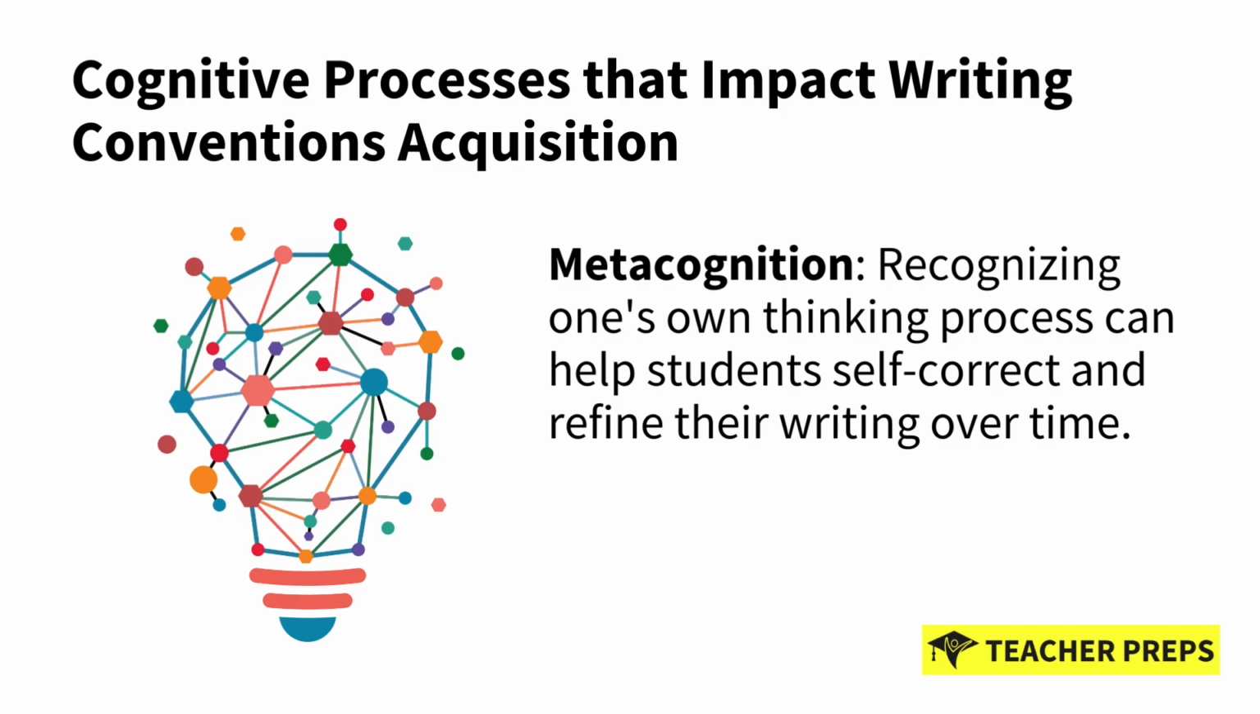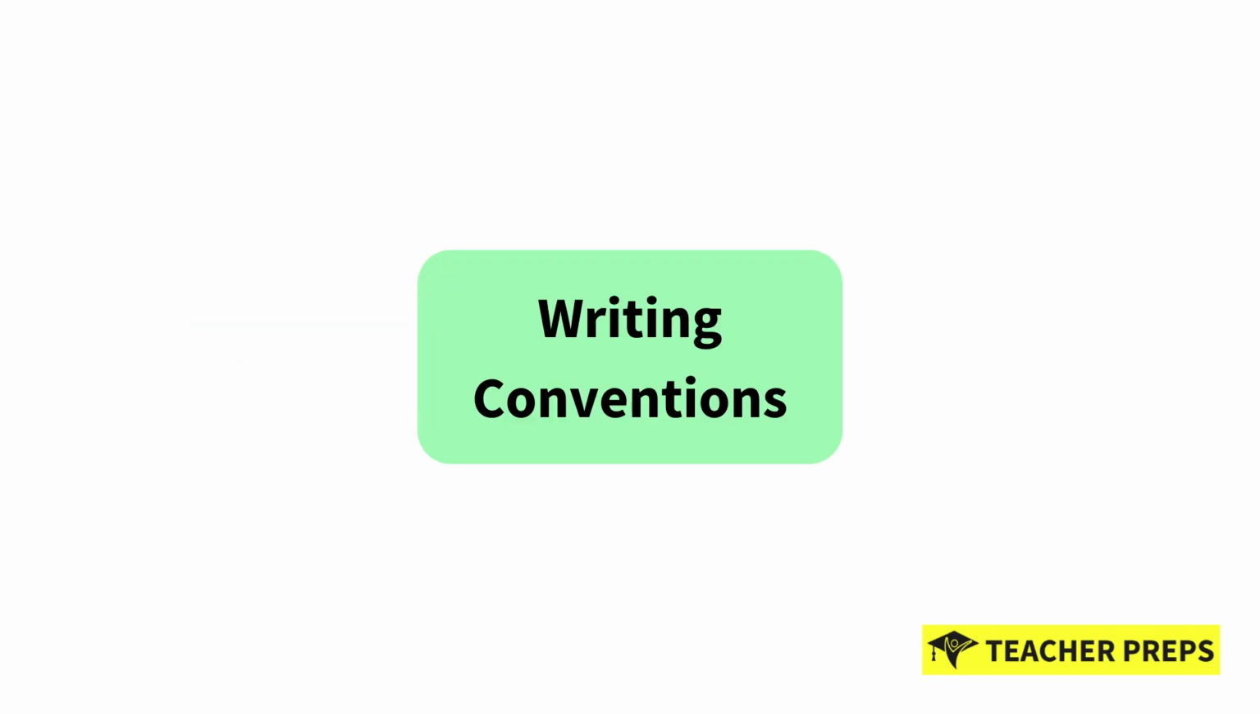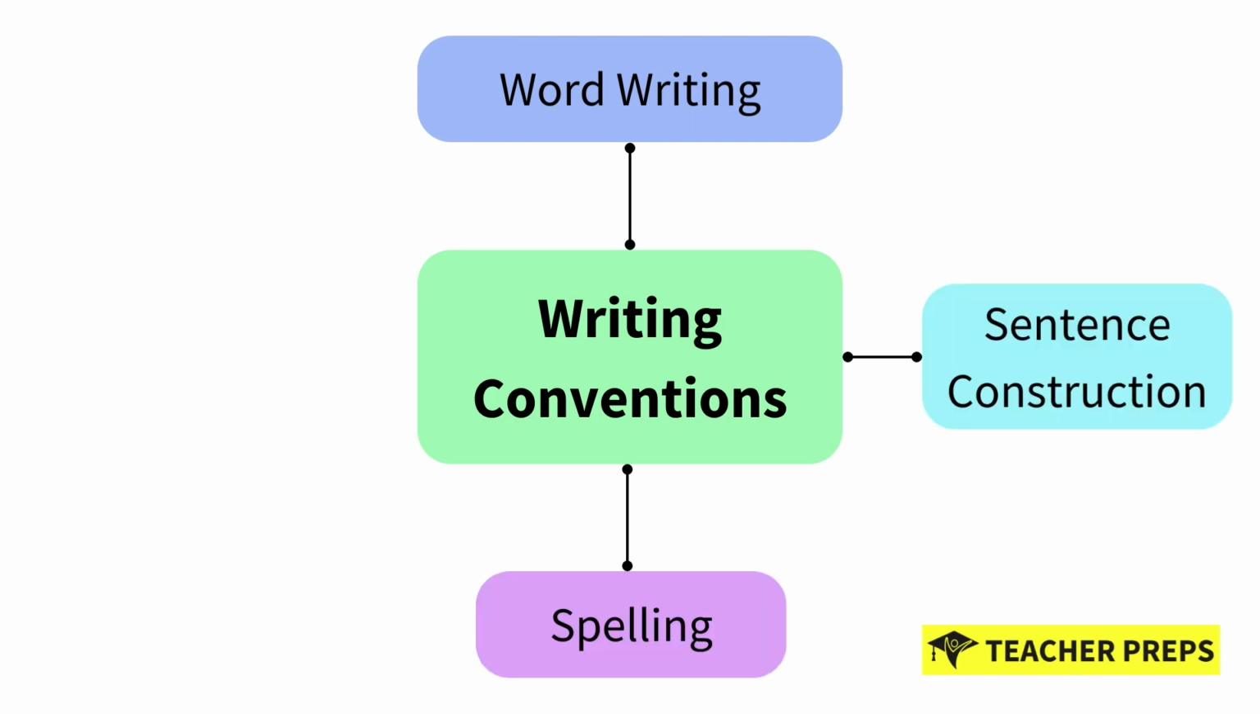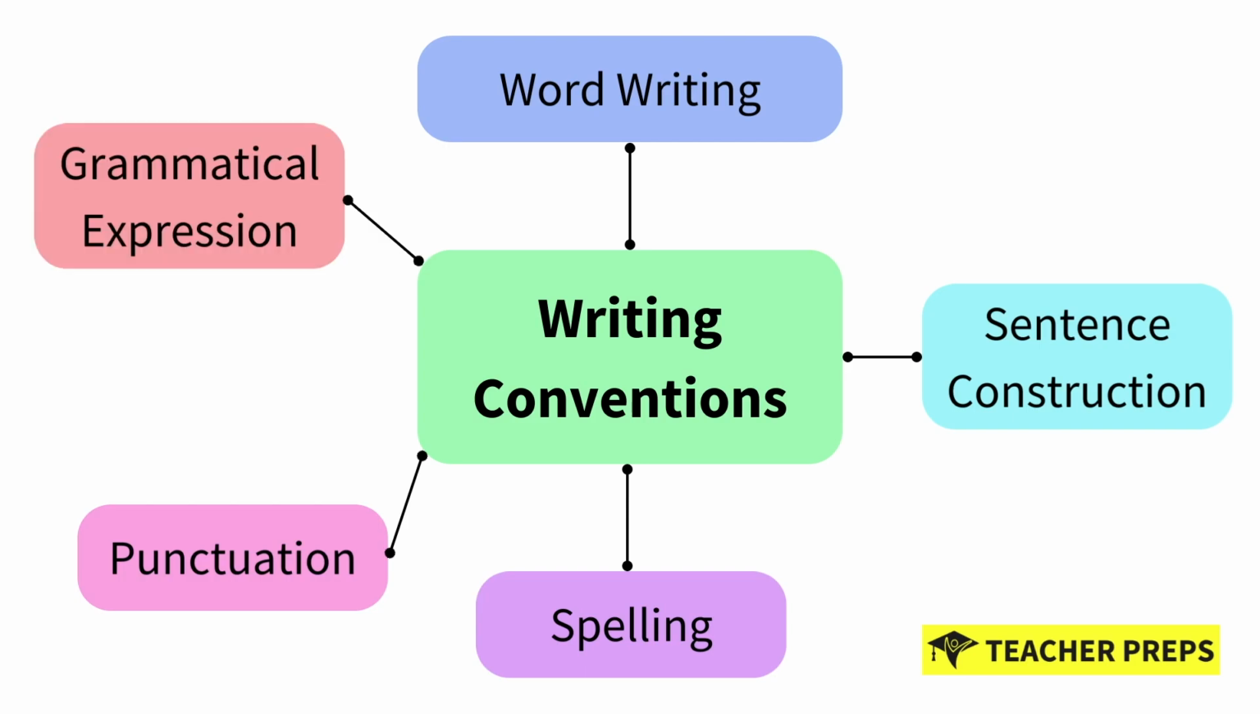Now that we have a firm background knowledge about the stages and processes that students go through to learn writing, let's move to the heart of this lesson, which is writing conventions. Writing conventions serve as the guidelines that make writing standardized and comprehensible for everyone. Key aspects that you'll want to know include word writing, sentence construction, spelling, pronunciation, grammatical expression.